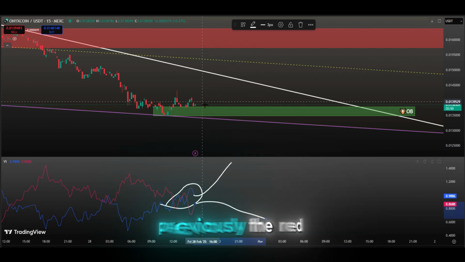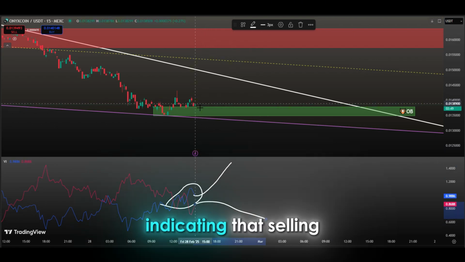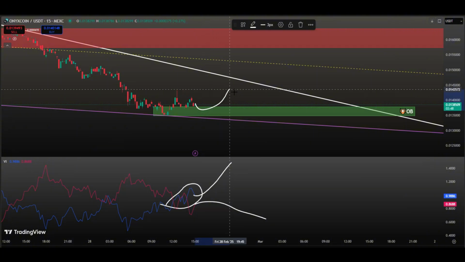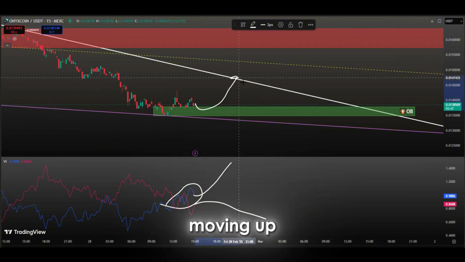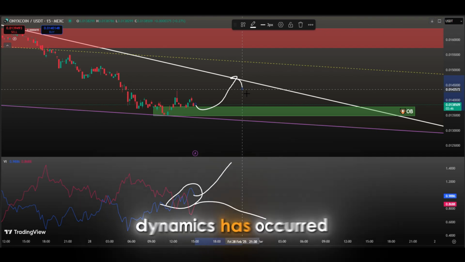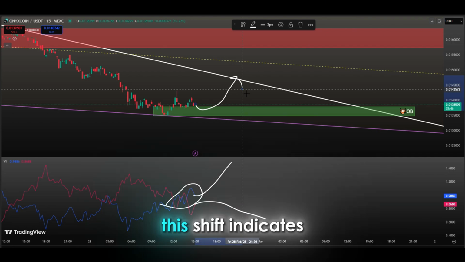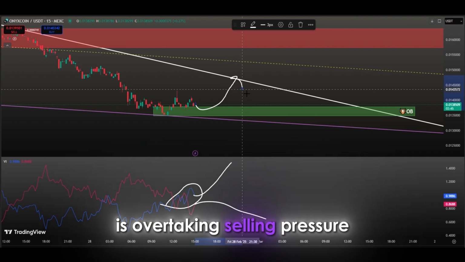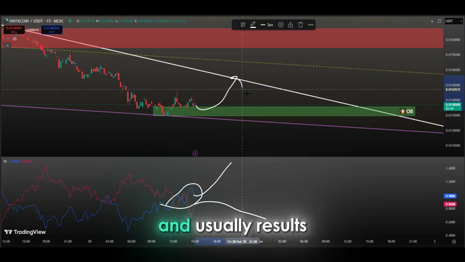Previously, the red line was on the upper side, indicating that selling pressure was prevailing. But now, with the blue line moving up, we can say that a change in market dynamics has occurred. This shift indicates that buying pressure is overtaking selling pressure and usually results in an upward acceleration in price action. The blue line has moved to the top, indicating the start of an uptrend.